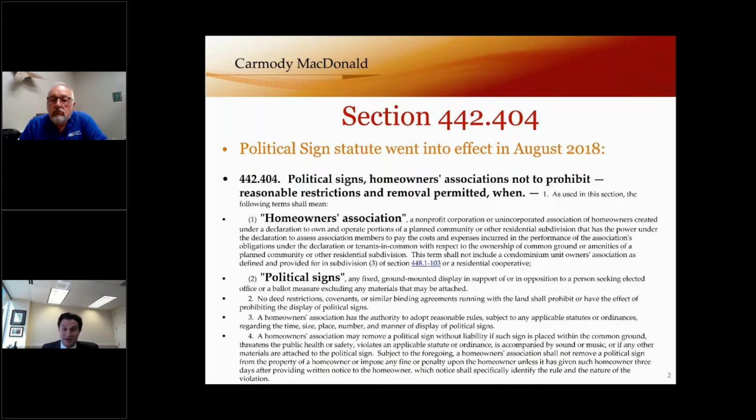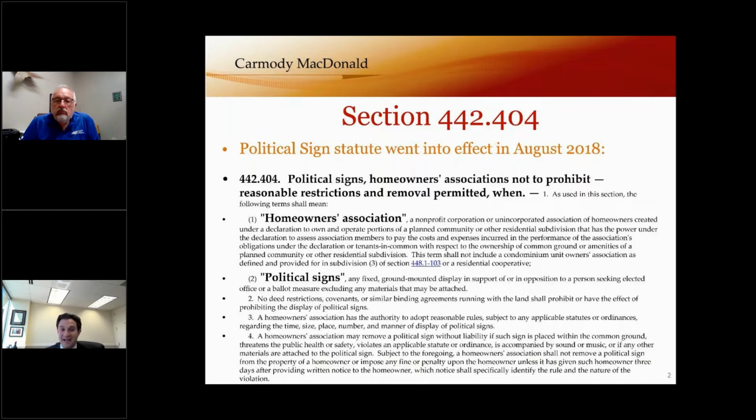So we're talking about a ground-mounted sign, not a flag or some other memorabilia that you see, or anything attached to a sign. And we're talking about someone seeking elected office, so something that's on the ballot, running for office, or a ballot measure, an issue that's on the ballot. We're not talking about the other issues that we may see people around town have signs or flags for dealing with political issues or other issues of the day. That's not what this statute is regulating.